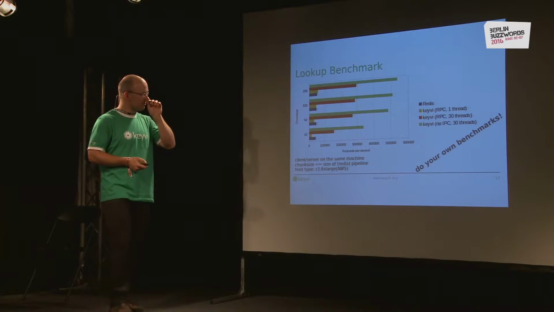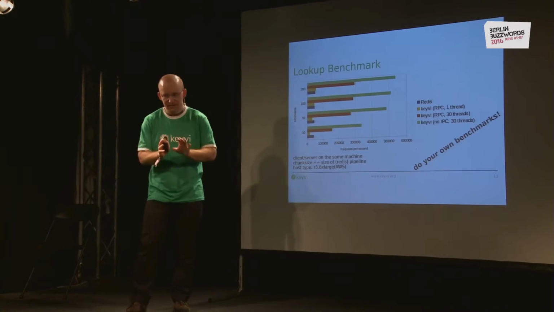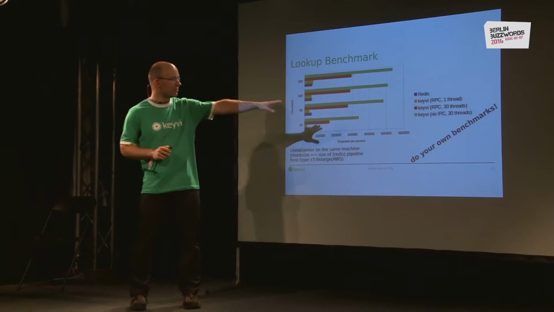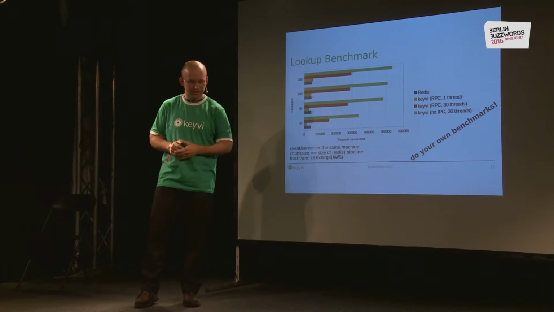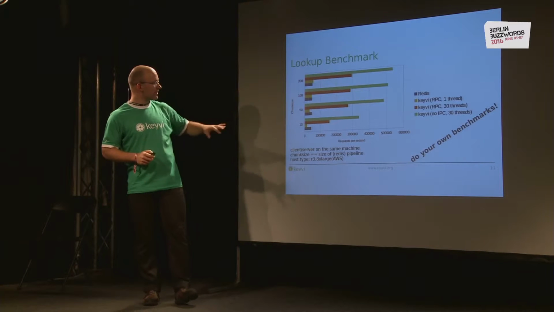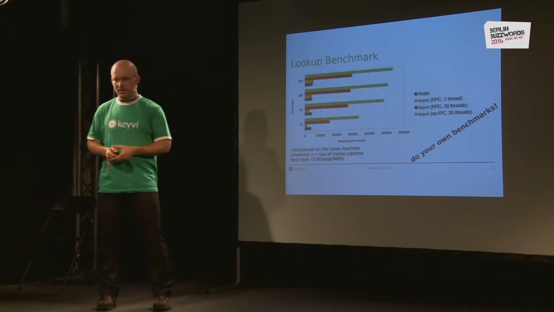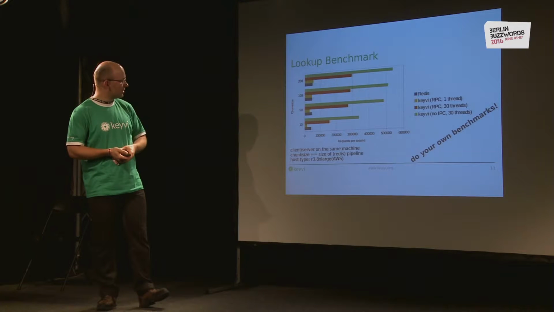We see that if I try to make a kind of a fair comparison, I put Keyvi into a single-threaded mode as Redis, and then just compare the one that's just the blue and the yellow one. We see it's kind of on par. It is a little bit worse.